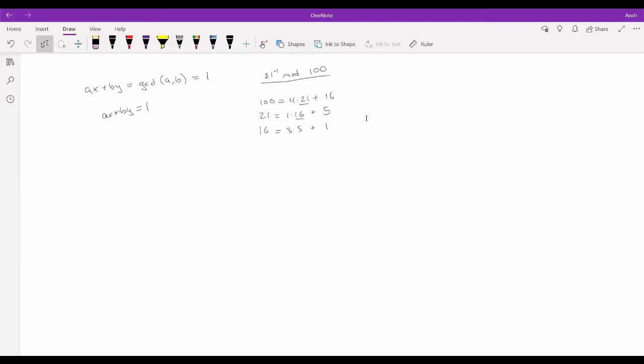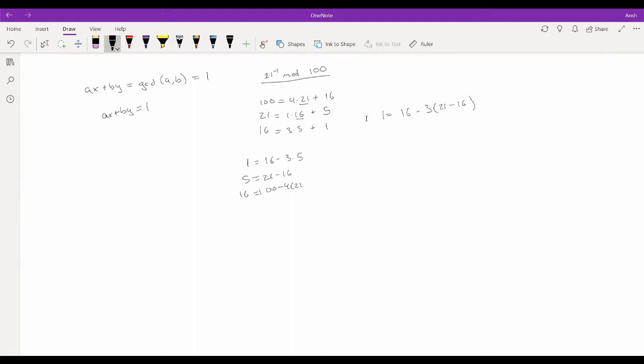So 1 obviously equals 16 minus 3 times 5. 5 equals 21 minus 16. 16 equals 100 minus 4 times 21. And now we can substitute: 1 equals 16 minus 3 times (21 minus 16). So what we did here was that for 5, we substituted in 21 minus 16. Now, we can do this again.